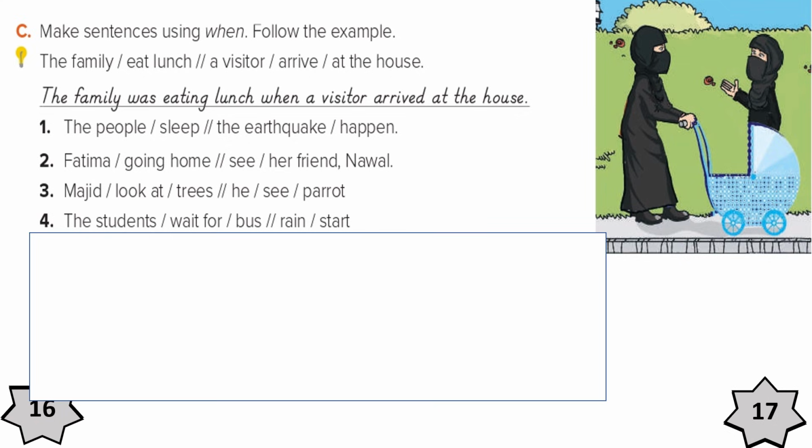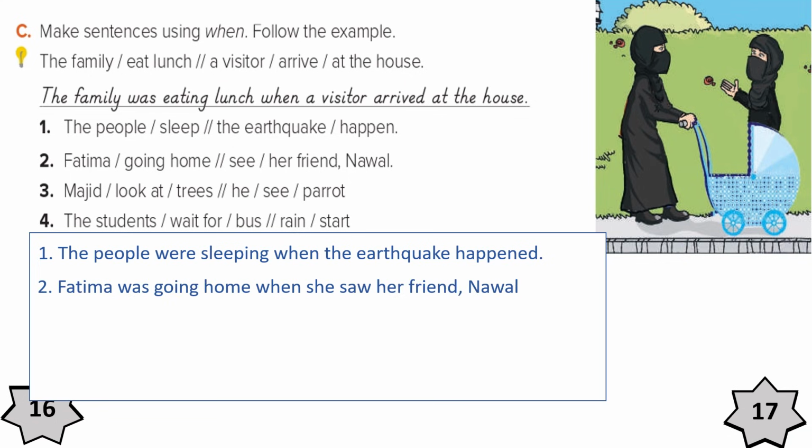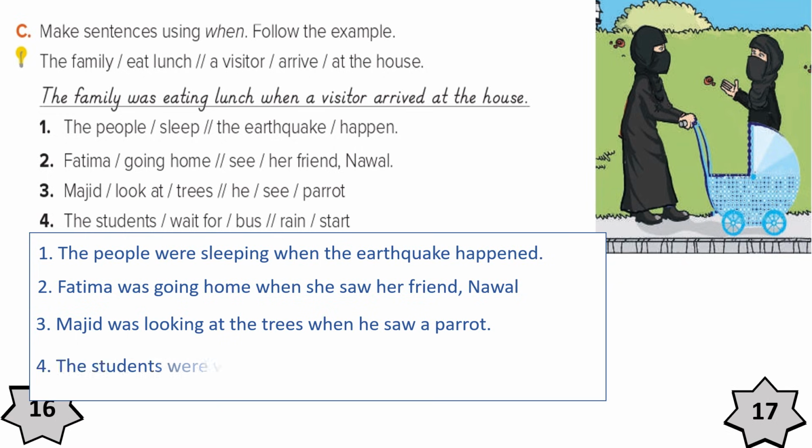1. The people sleep. The earthquake happened. 2. Going home. See her friend Nawal. 3. Majid look at trees. He see parrot. 4. The students wait for bus. Rain start.